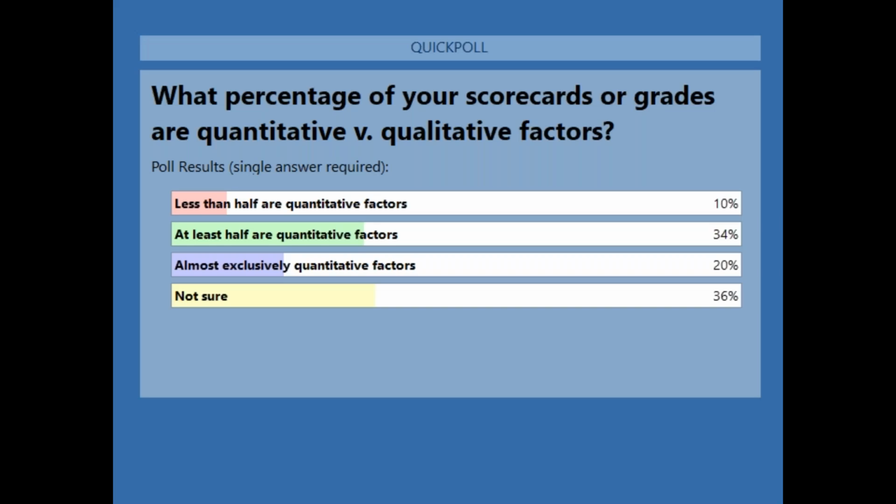So it looks like about 36% aren't sure, Rob, and then our next biggest was at least half are quantitative factors. Gotcha. Yeah, and we're going to go through and define what some of those mean. But yeah, at least half, that's a good number. Being a stat guy, I'd like to see a little more in the quantitative section, and I see that less than half are quantitative, is only 10%. So those are probably what I anticipated, Tom.